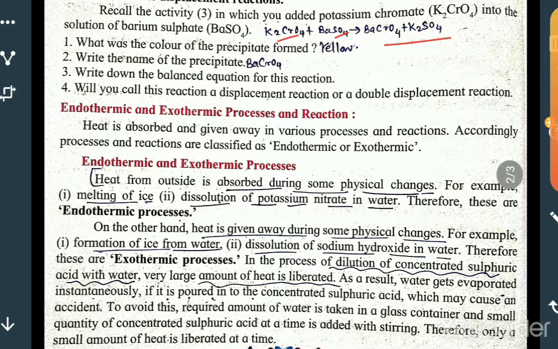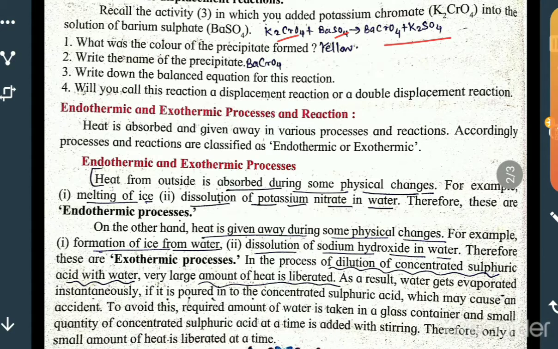So students, we know that precipitate is formed in which type of reaction? Yes, in double displacement reaction, precipitate is formed. So you have to decide, is it double displacement reaction or displacement reaction?